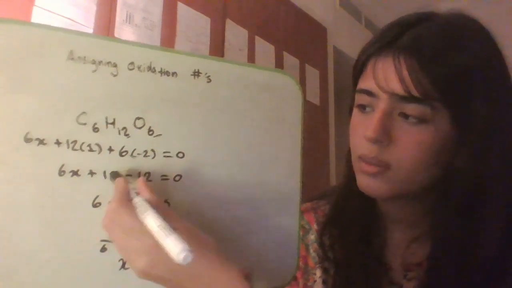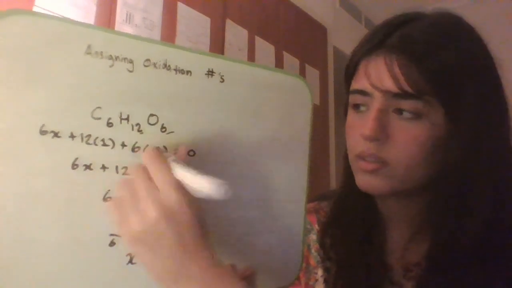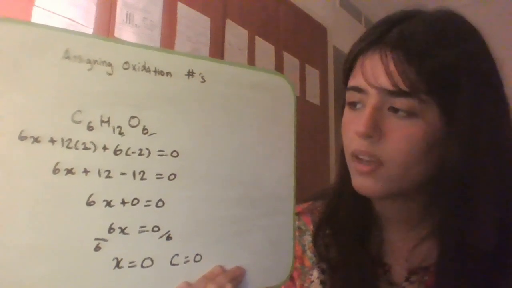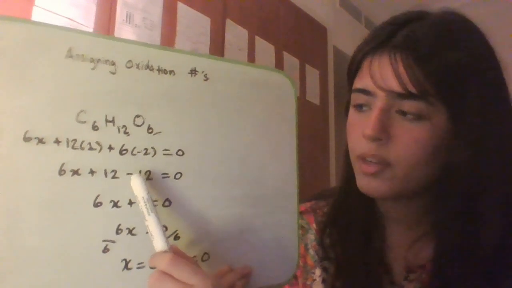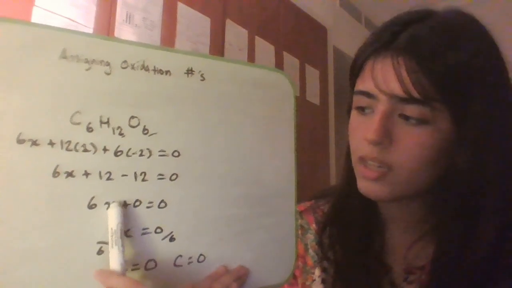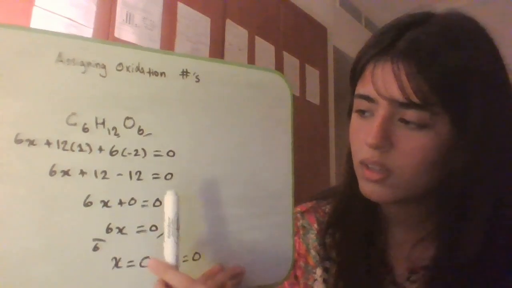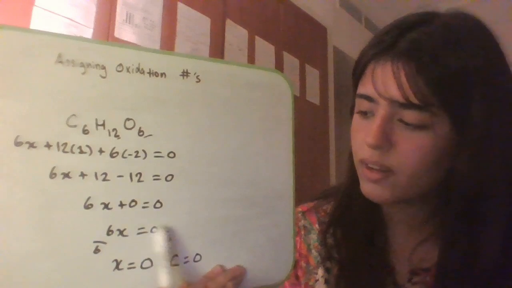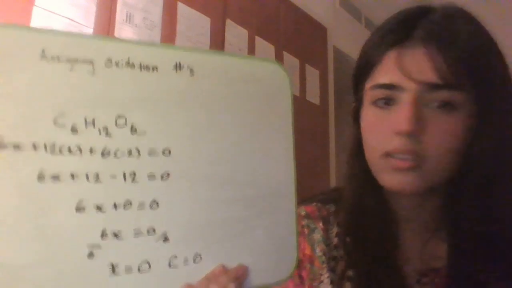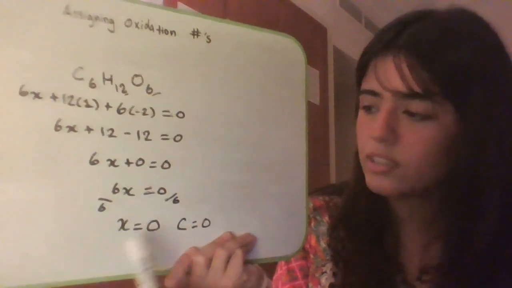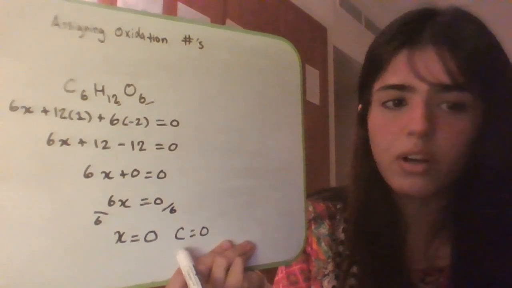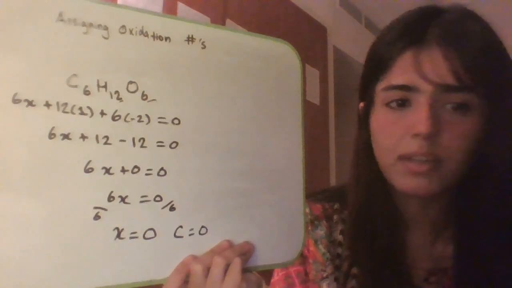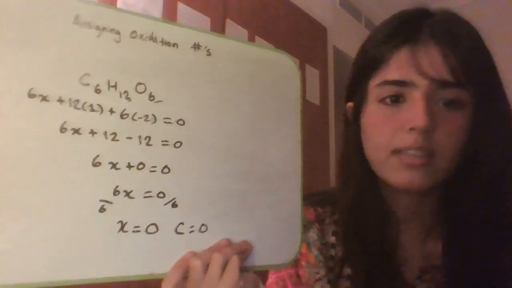6x plus 12 minus 12, I just multiplied whatever we could. And here you can notice that it's +12 minus 12, meaning it's going to be 0. 6x plus 0 equals 0. And then we can take the 6 and divide it from each side to isolate for x. After isolating for x, you get that x equals 0, which means that the oxidation number for carbon is 0. Okay? Let's move on to another example.